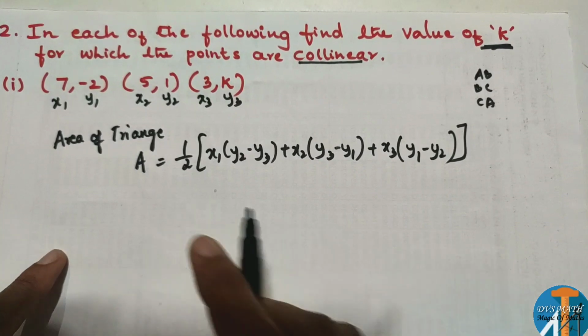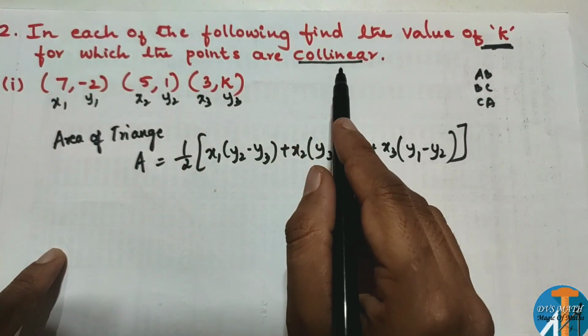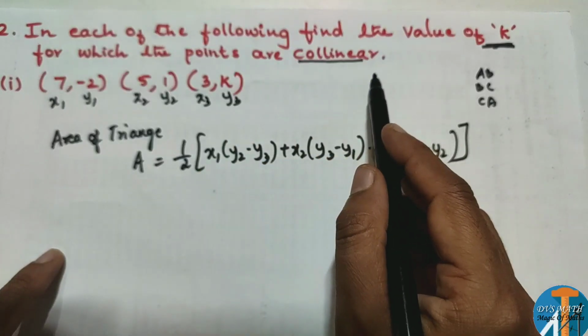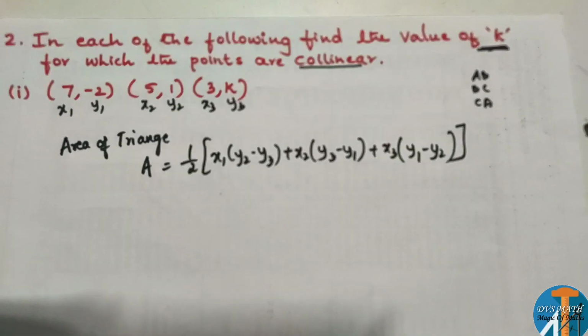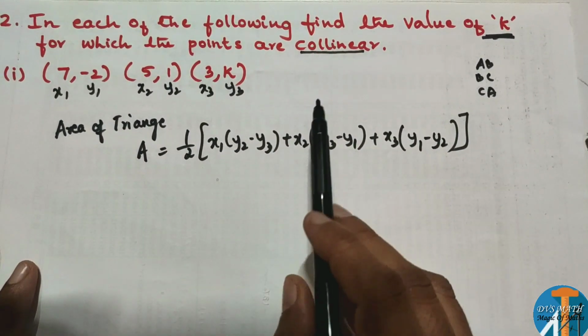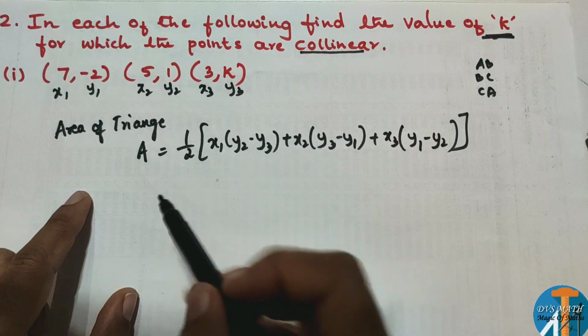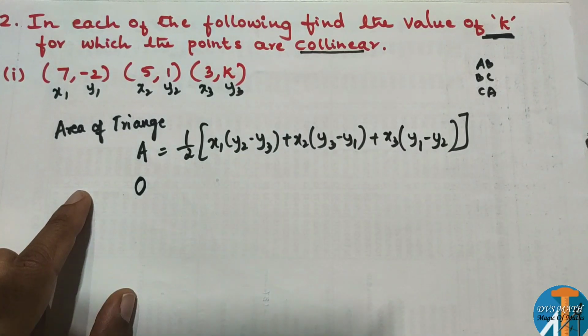Now what we have to do in this type of case, they are only saying these points are collinear, right? So they are saying these type of points are collinear. So in that case the area becomes 0.